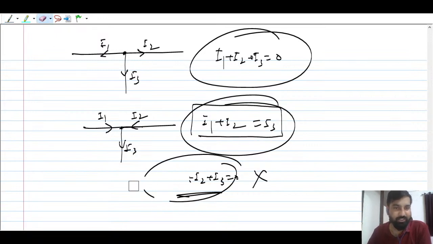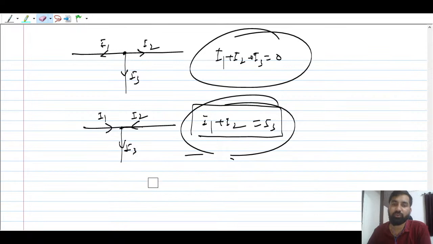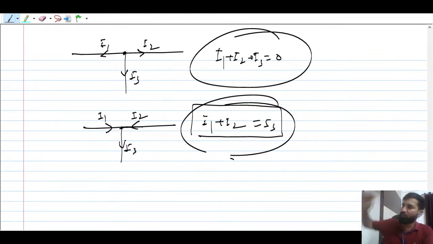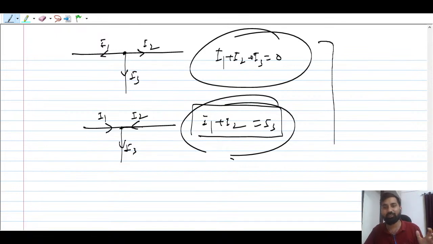Whatever currents are incoming to the node, whatever currents are outgoing from the node. This is very important to remember. Don't think that whatever currents are leaving, let us take positive, and whatever currents are entering, let us take negative. It will simply confuse you. Always remember KCL means sum of incoming current is equal to sum of outgoing current. I'm talking about KCL with respect to node, guys. This is my understanding, and I never make any sort of mistake while applying KCL.